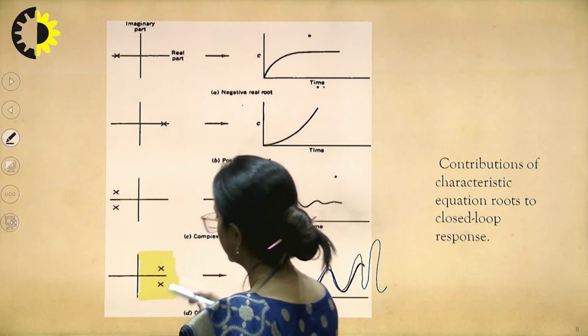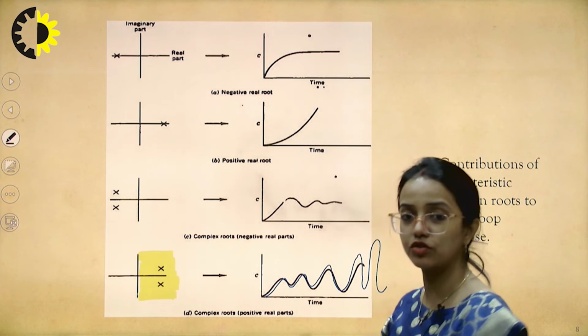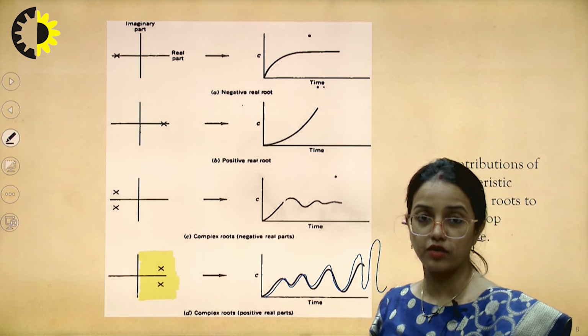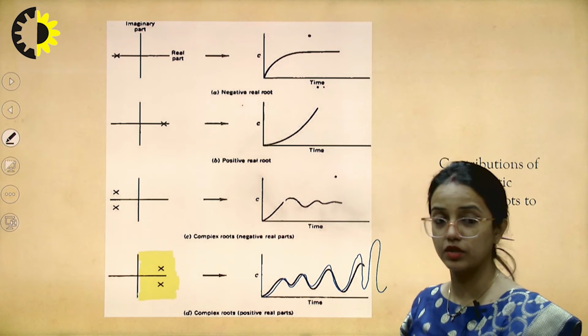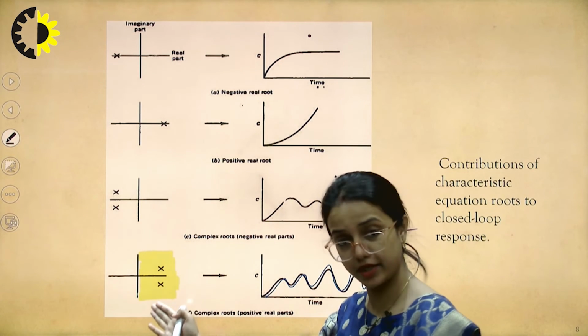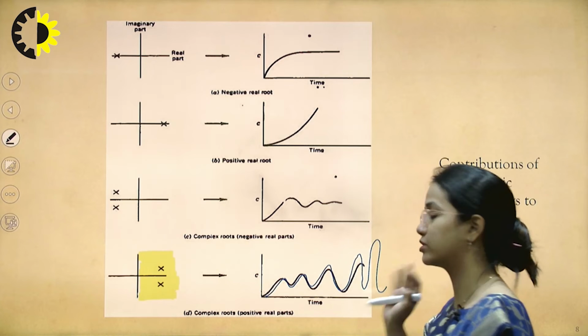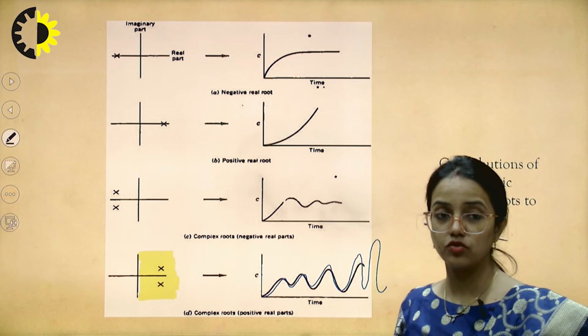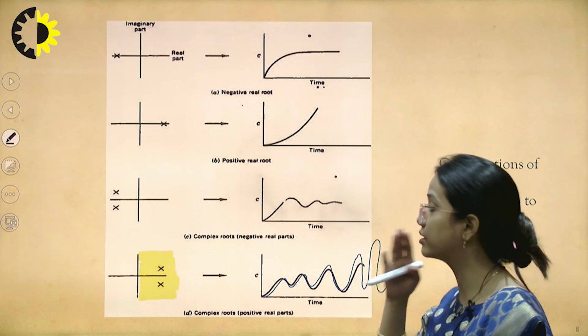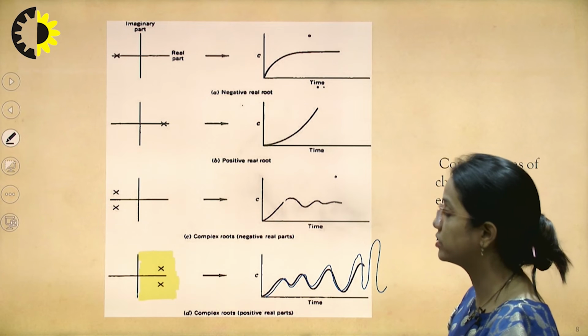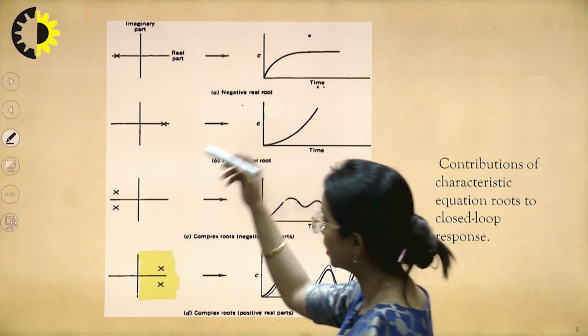So this is a region of roots for the system to become unstable. We can see that the roots were lying in that region and the corresponding response is unstable. So let's talk about all the remaining cases, and one by one we will take them.